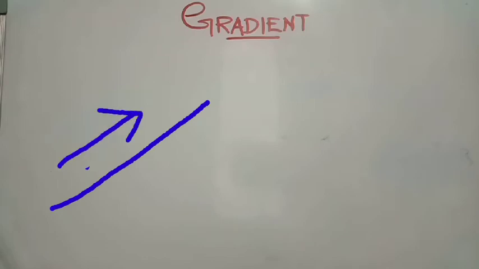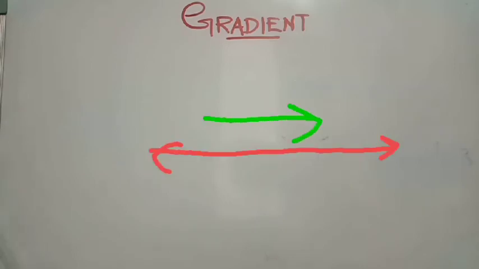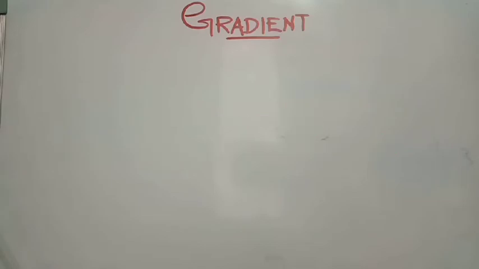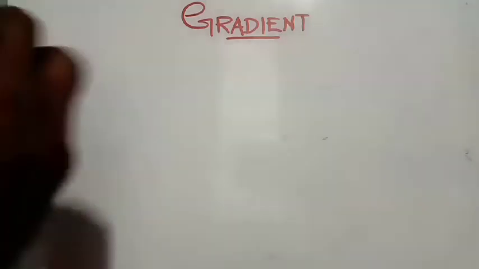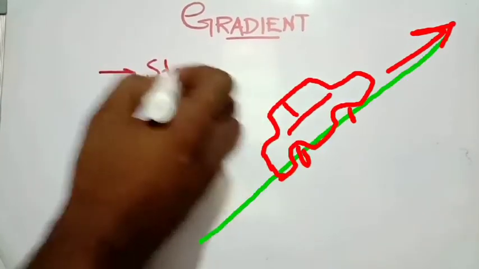Have you heard about gradient of a line? Okay. Gradient is a quantity which decides how steep a line is. So gradient decides how steep a line is.